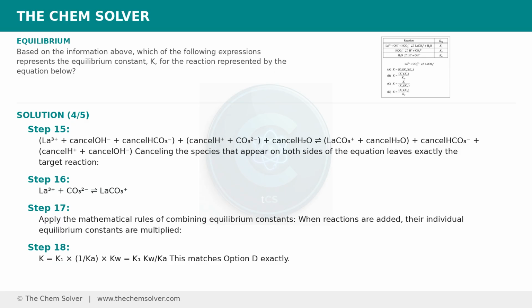Apply the mathematical rules of combining equilibrium constants. When reactions are added, their individual equilibrium constants are multiplied. K equals K1 times 1 over Ka times Kw equals K1 Kw over Ka. This matches option D exactly.